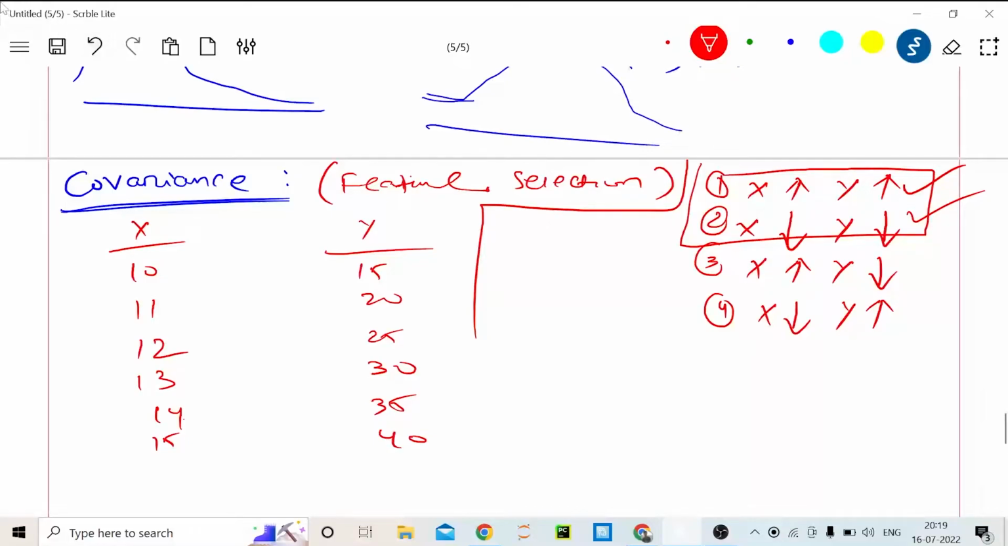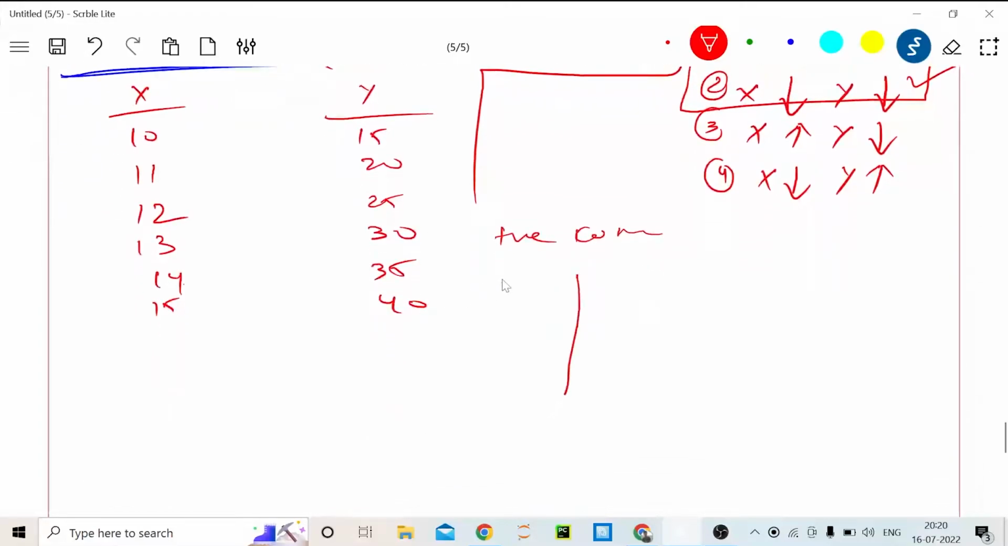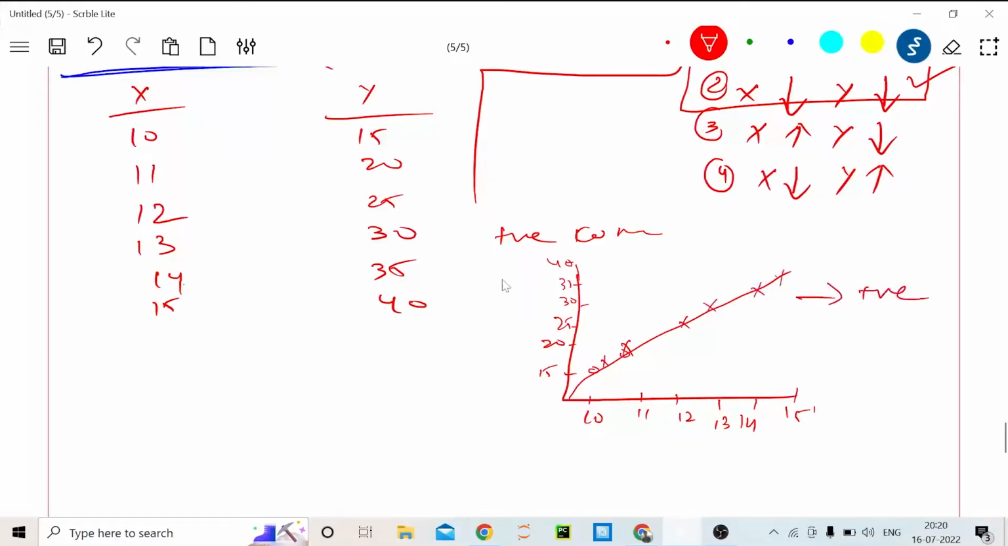In this case we can find out how x is related to y, whether it is positively correlated or negatively correlated. Here x is positively correlated. When we draw a graph, with x as 10, 11, 12, 13, 14, 15 and y as 15, 20, 25, 30, 35, 40, this type of graph comes. That is nothing but positive correlation. That means in this case we are getting a positive covariance.